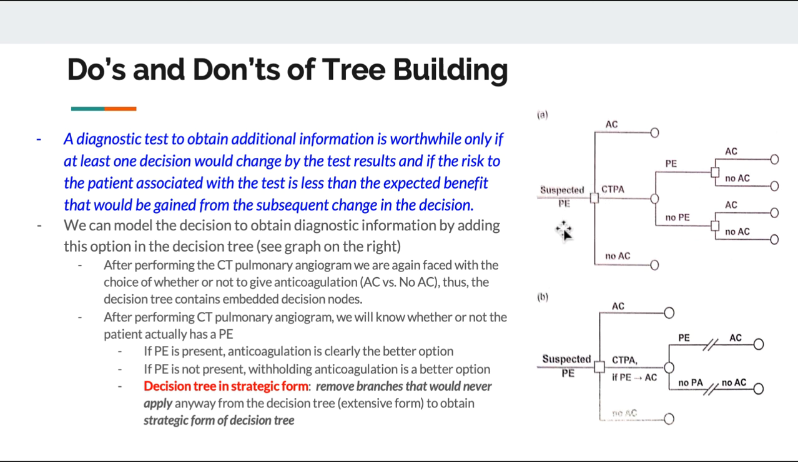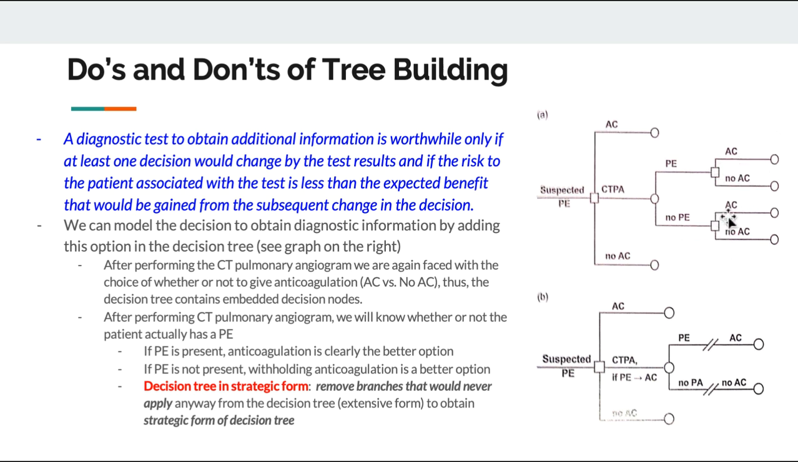In the example we show right here, at the first decision node we have the AC, the anticoagulation, and no AC, which means withholding the anticoagulation. Now we have the third choice, just CTPA, which means CT pulmonary angiogram. After this one, we also have a chance node with two possibilities. In this case, we have additional information, but the outcome is still not certain. So we have some probability of PE and some probability of no PE. After this outcome, we also need to take the decision of whether the anticoagulation should be selected or not.